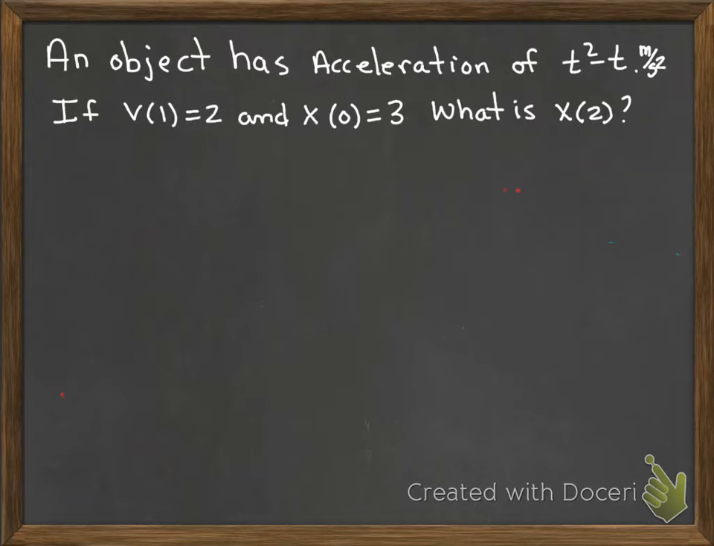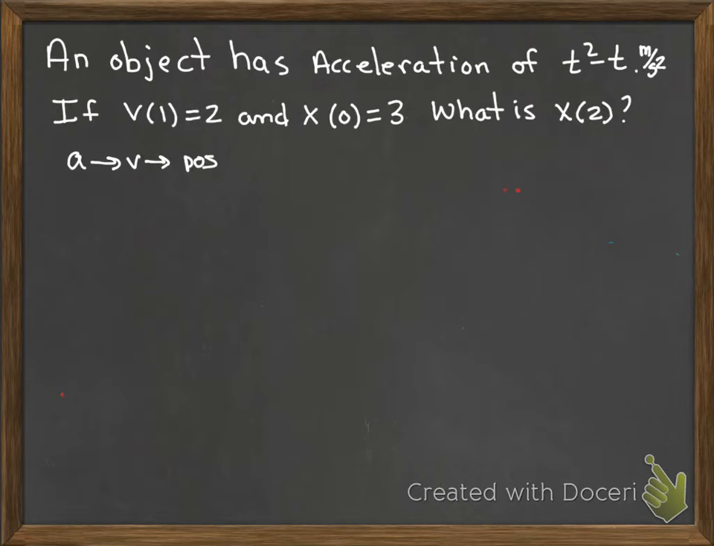In this question, you've been stated that an object has acceleration of t squared minus t, and we'll say those units are in meters per second squared. You're given that velocity when time is 1 is 2, and position at time of 0 is 3. What is the position at time equals 2?